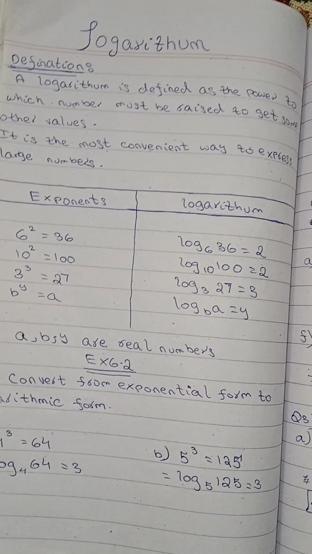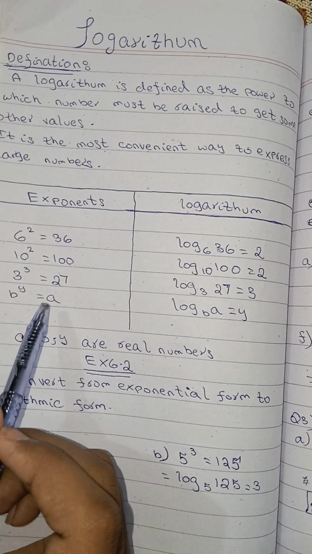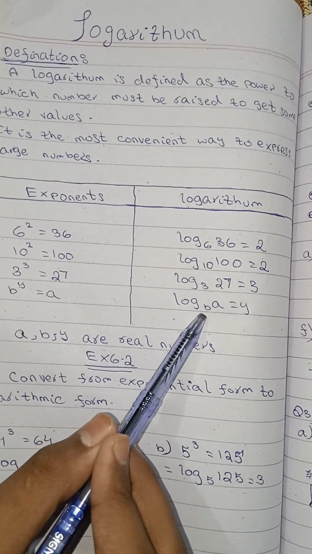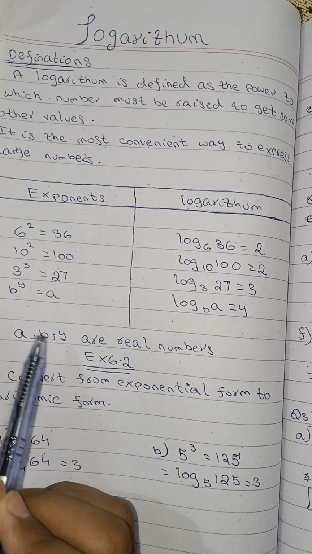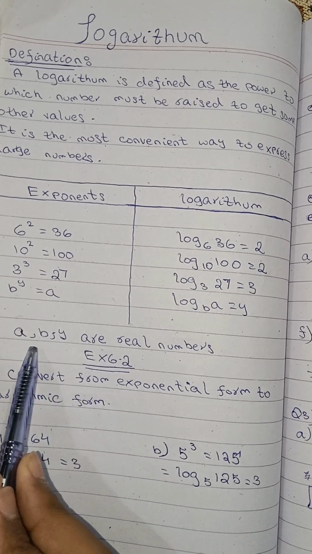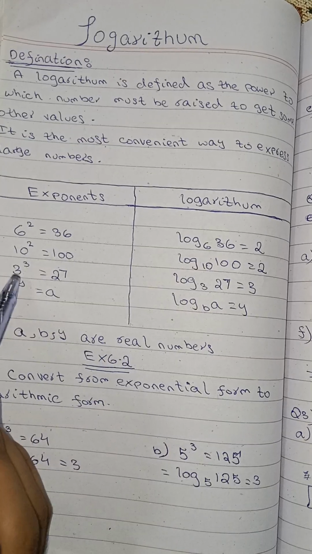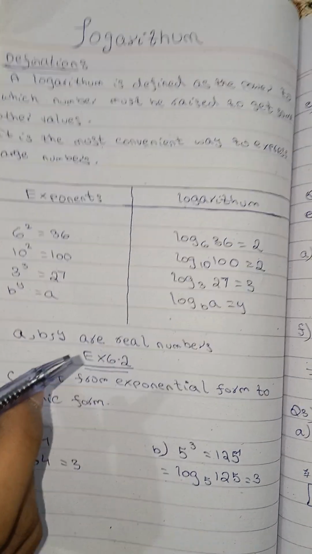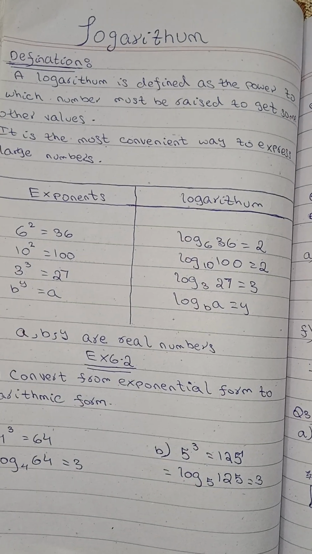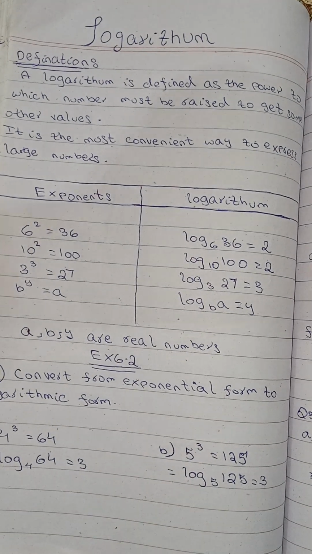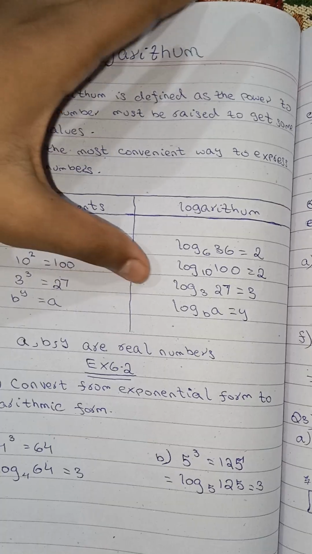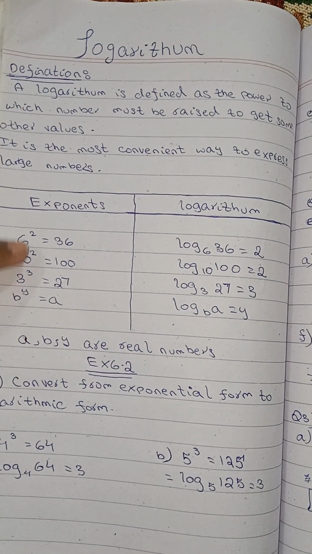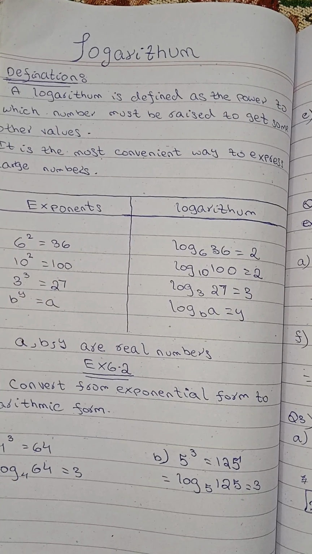And in general, b power y equal to a means log b a equal to y. Here a, b and y are known as real numbers. What are real numbers? Real numbers are any numbers without the decimal, like 6, 10, 2, 36, 100.